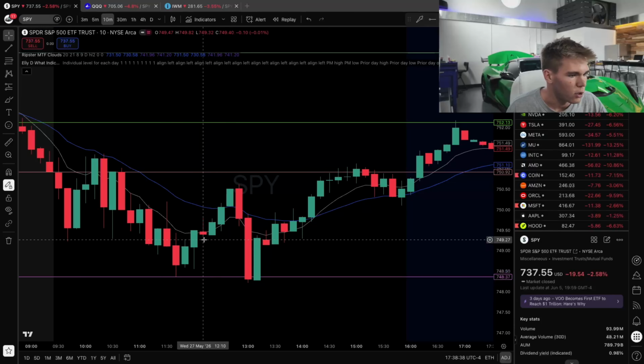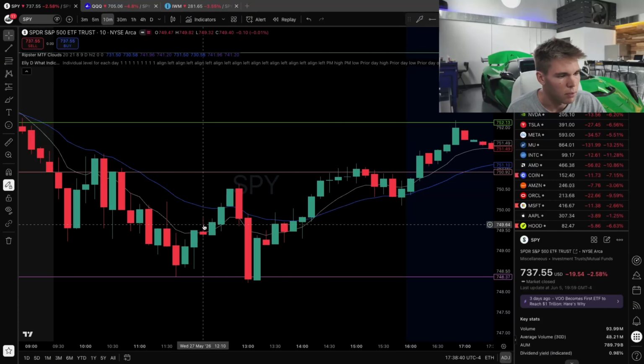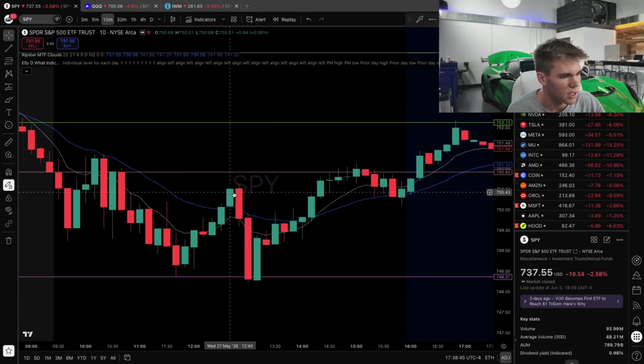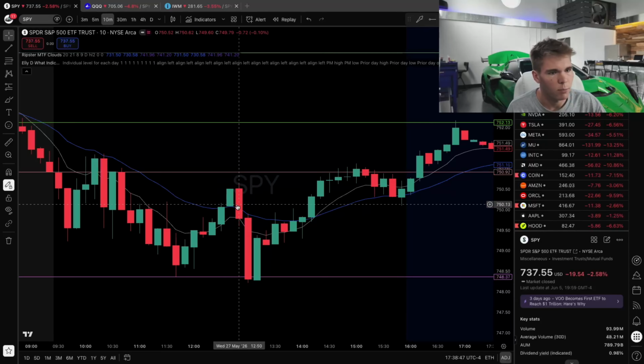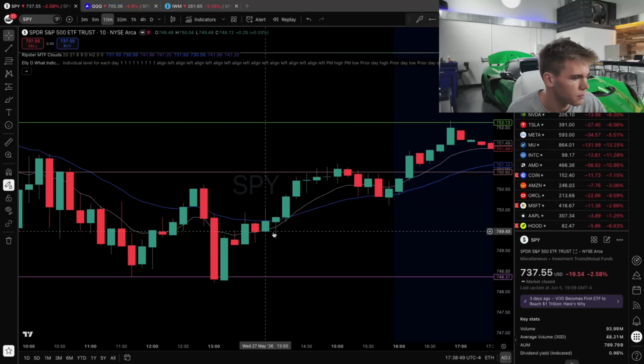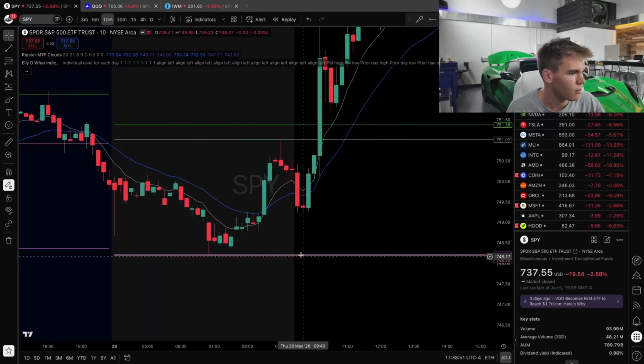Then we can go back over here. A 10-minute candle closes above the 8 EMA, and we retest it. We entered in calls, targeting the upside. We didn't tap into our target, so we probably would have got break even on this trade. Let's go to another day.